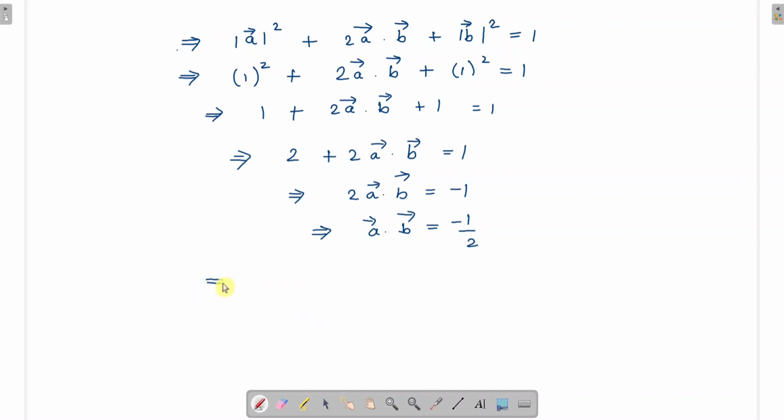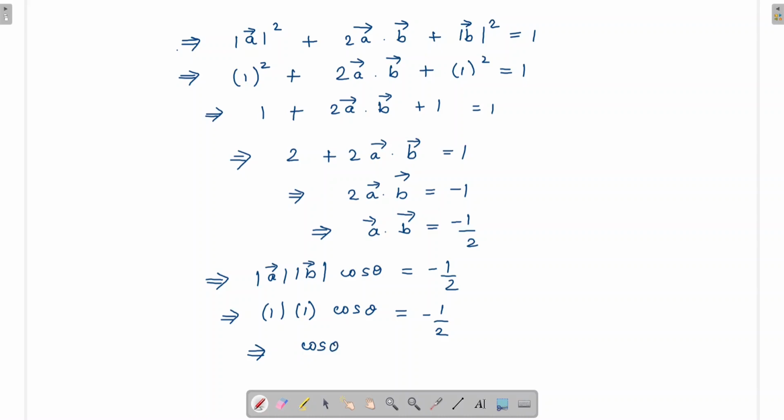Now we can apply the definition of dot product. So we will get magnitude of a bar times magnitude of b bar cos theta, where theta is the angle between a and b, is equal to minus half. So this implies, now magnitude of a bar is 1, magnitude of b bar is 1, so cos theta is equal to minus half.